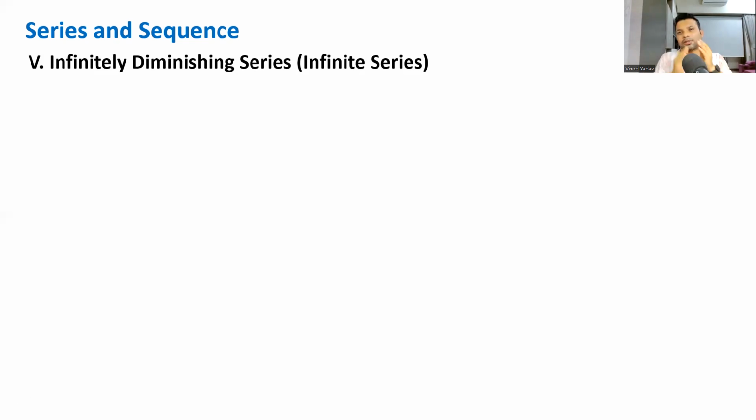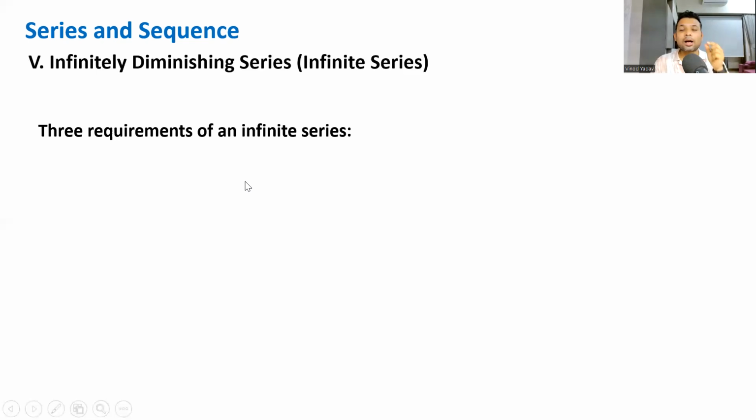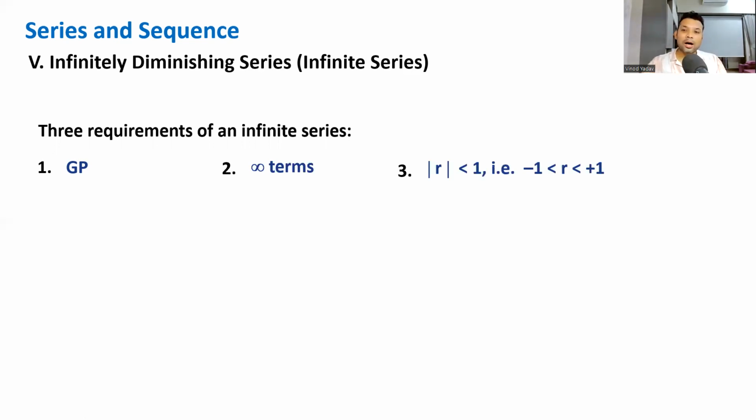So if every next term has to be less than the previous term, what should be the case? Yes, that R, the common ratio, should be between -1 and 1. So that is nothing but a proper fraction. If you multiply any number by a proper fraction, then only the new number is less than the previous number, isn't it? First requirement is it should be a GP. Second requirement is there should be infinite terms. And third and the most important, R should be between -1 and 1. Then only the series will diminish.